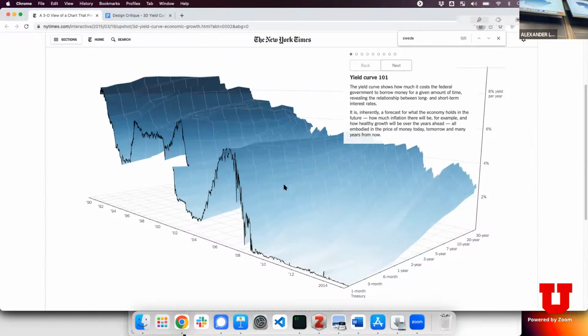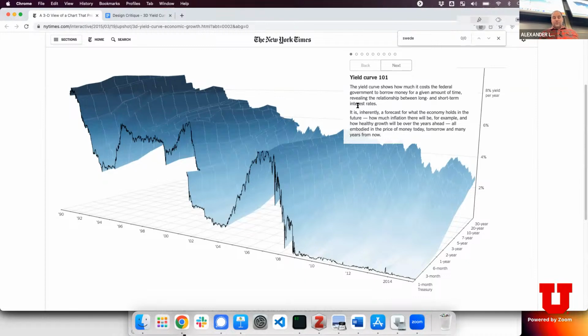let's talk about this. The first question we always ask is, what are the marks and channels? What's the mark here? Exactly. And the channel is? Position, color. Yeah, exactly. So we have the shape or position of the top of the surface and the color. What I always say when we talk about visualizations is don't use any unjustified 3D, right? And so what do you all think about the use of 3D here?